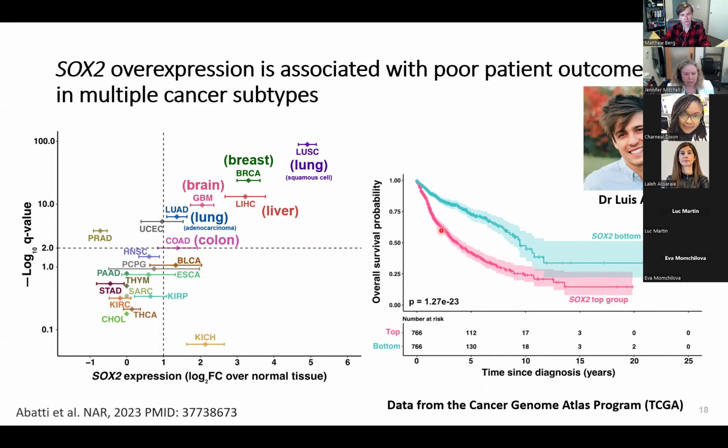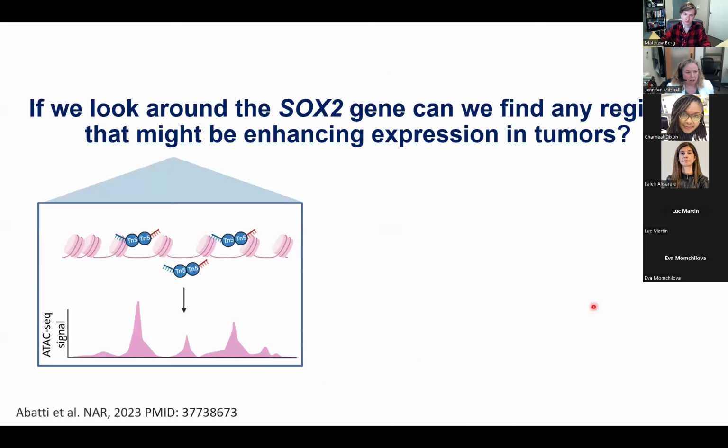If he looked in the database that has both patient outcomes and RNA sequencing, he found that the patient tumors that have low SOX2 expression tend to do better. Survival is better compared to the group that has high SOX2 expression where survival is worse. And so it does seem like SOX2 expression is actually affecting patient outcome in a number of different tumor contexts. And so we wondered, if we look around the SOX2 gene, can we find any regions that might be enhancing expression in tumors?